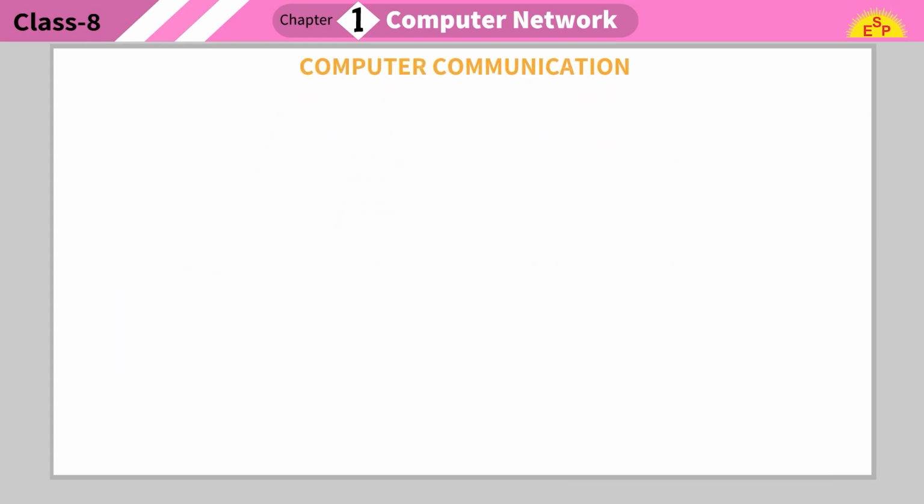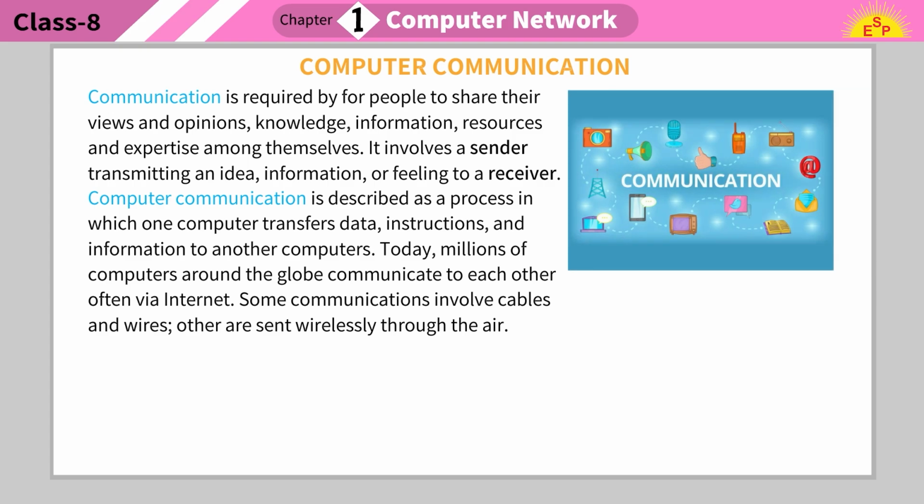Computer communication. Communication is required for people to share their views and opinions, knowledge, information, resources and expertise among themselves. It involves a sender transmitting an idea, information, or feeling to a receiver. Computer communication is described as a process in which one computer transfers data, instructions, and information to another computer. Today, millions of computers around the globe communicate with each other, often via internet. Some communications involve cables and wires, others are sent wirelessly through the air.